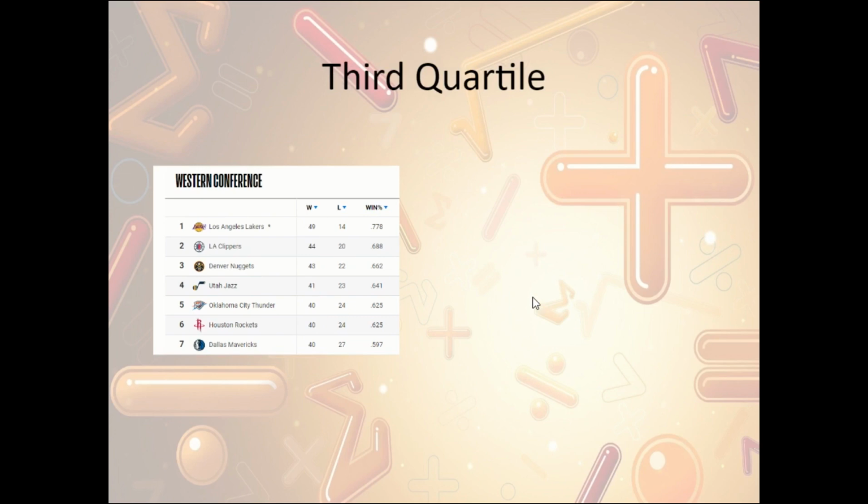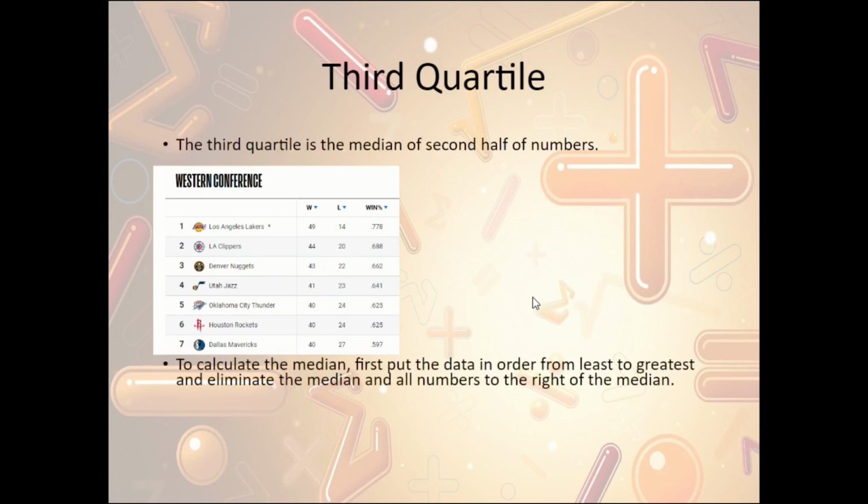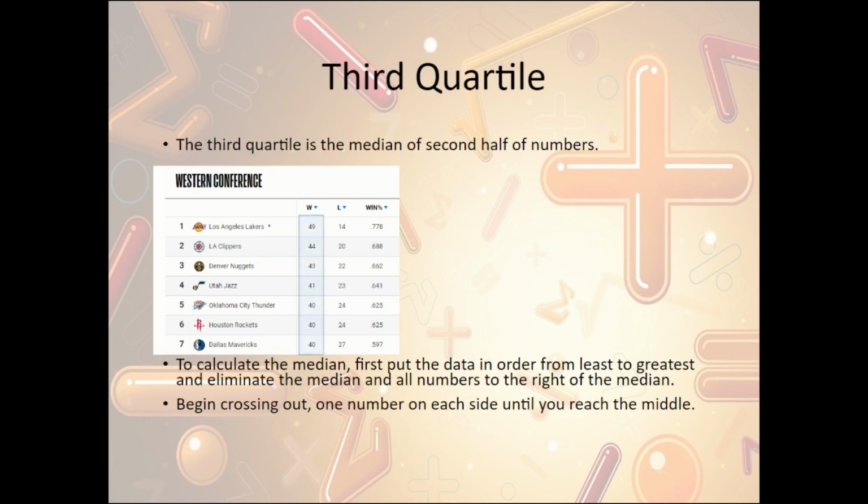And we do that by finding the third quartile. So it's found exactly the same way, except we're going to look at just the right side of the median. So we put them in order from least to greatest. Here's our median, 41. So we're just going to look at the right side. So this is 43, 44, and 49.